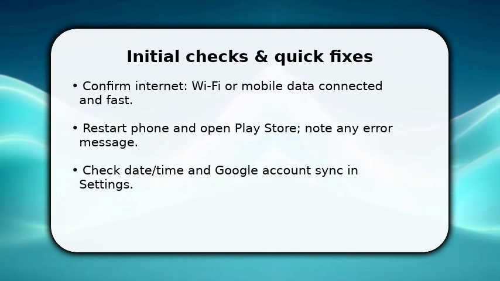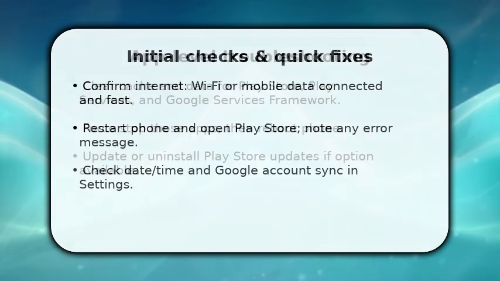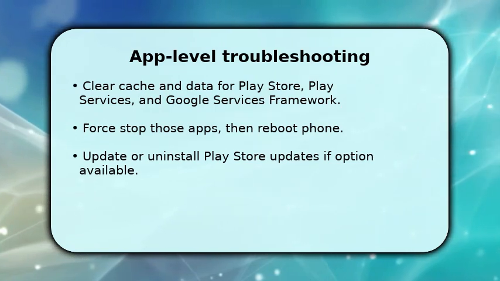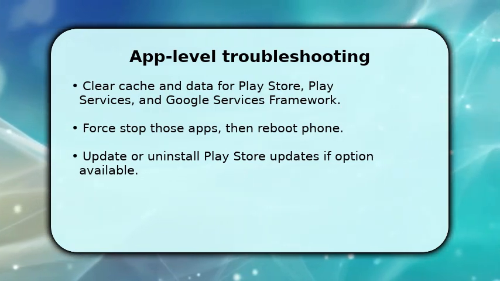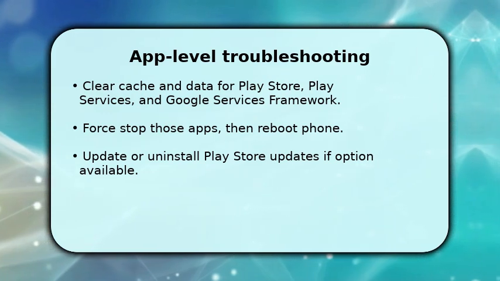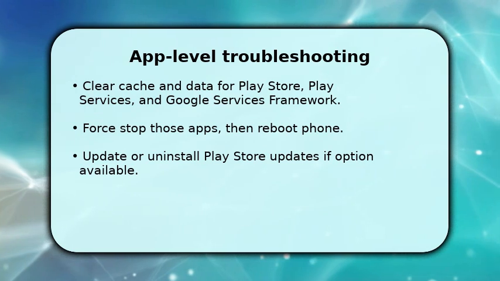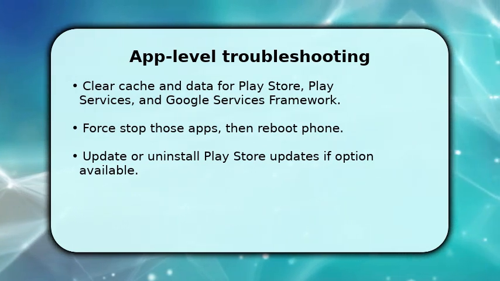Next, dive into app settings. Go to Settings, Apps, and find Google Play Store, Play Services, and Google Services Framework. Clear cache first, then clear data for each. This removes corrupted temporary files and resets app state. Force stop each app and reboot the phone to let services restart cleanly.